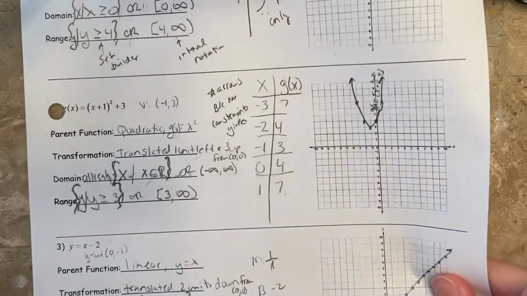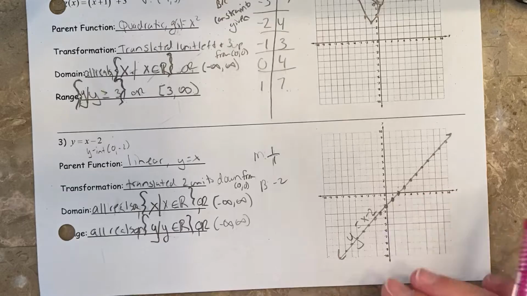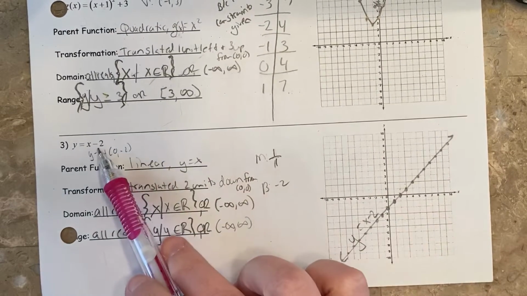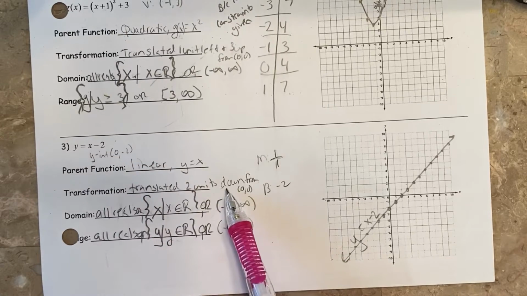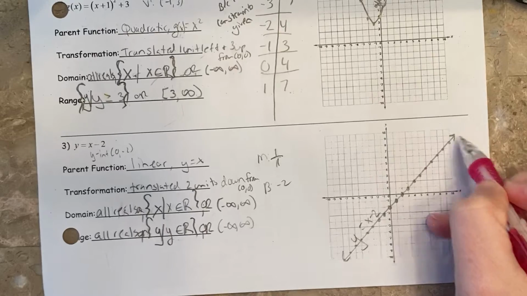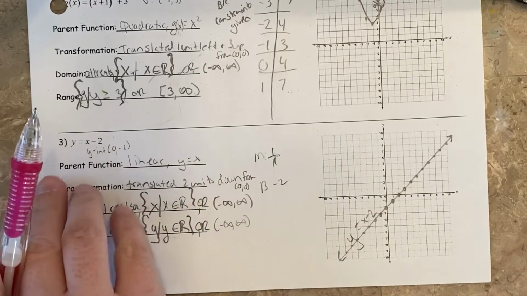The third one is a plain old linear. So you can either do a table, or you can simply just do M and B. Make sure that you do have your equation. This is on the outside, so it affects the y, so that's why it's 2 units down. From 0, 0, the arrows do mean that it goes all reals in both directions. So negative infinity to positive infinity.